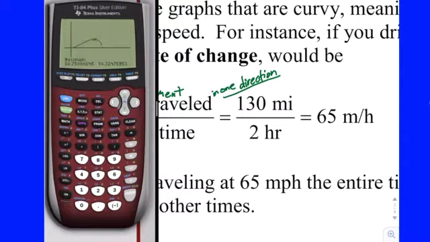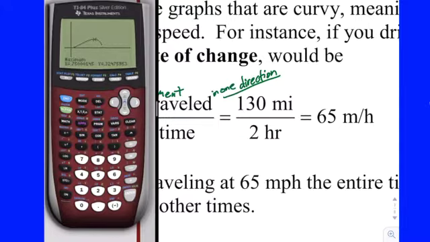You travel 130 miles in one direction, and it took you 2 hours to get there. You could determine your average rate of change of position, right? It would be 130 miles divided by 2 hours. 130 divided by 2 would be 65. And notice your units are miles divided by hours, which we read as miles per hour.